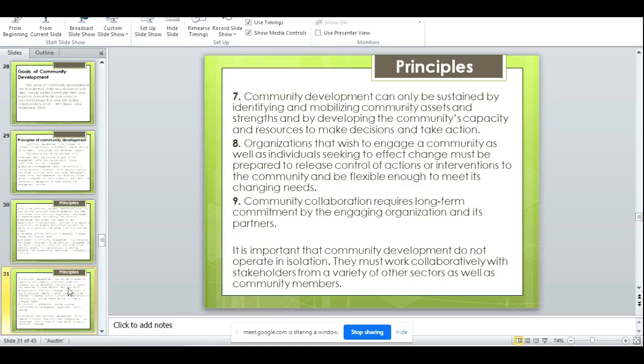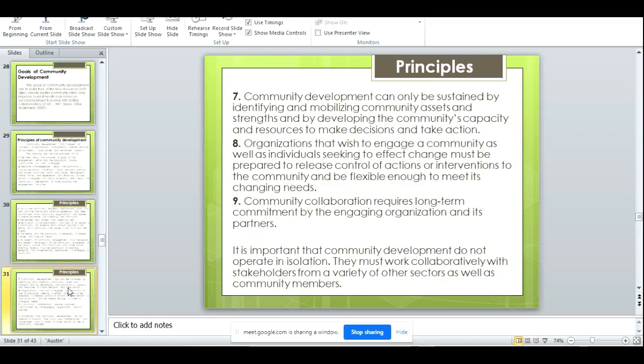And finally, number 9, community collaboration requires long-term commitment by the engaging organization and its partners. So when you go to a community, you don't just do what you want to do and leave. You want to have a long-term strategy so that whatever solution you have brought to the community doesn't go back to the problem that you have tried to solve with them.